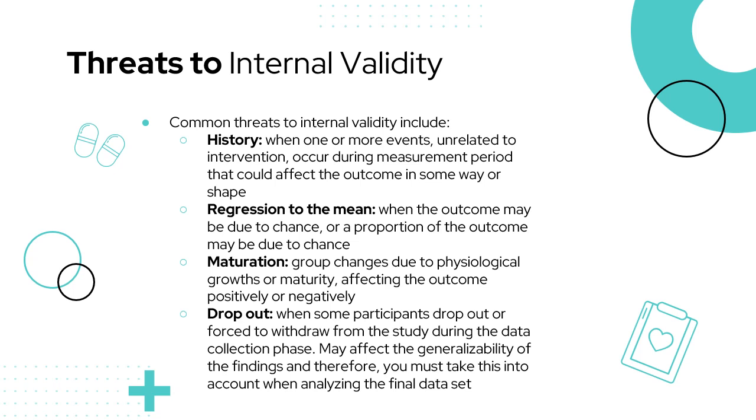There are threats to internal validity that are common amongst any sort of setting. What we'll do is work through some of these common threats that you should be aware of. I'll show you how it applies to our long-term care facility example, but just be aware that it can manifest in a number of ways. Okay, so for example, one of the big ones is history. This is when one or more events unrelated to the intervention occur during the measurement period that could affect the outcome in some way or shape.